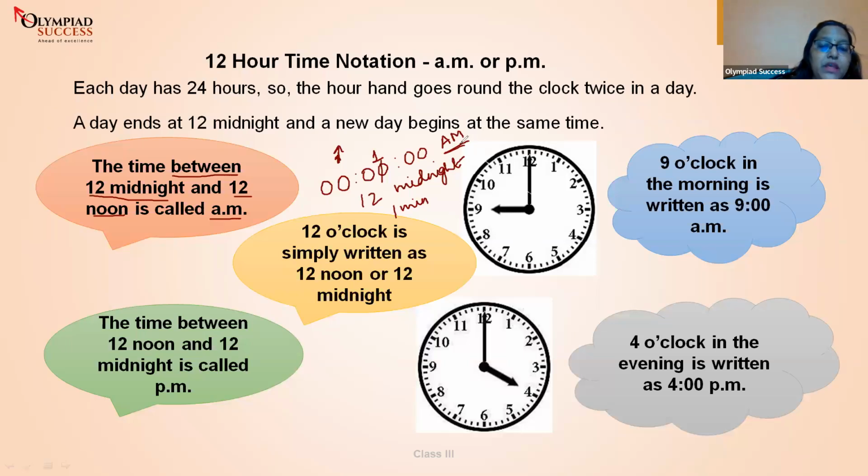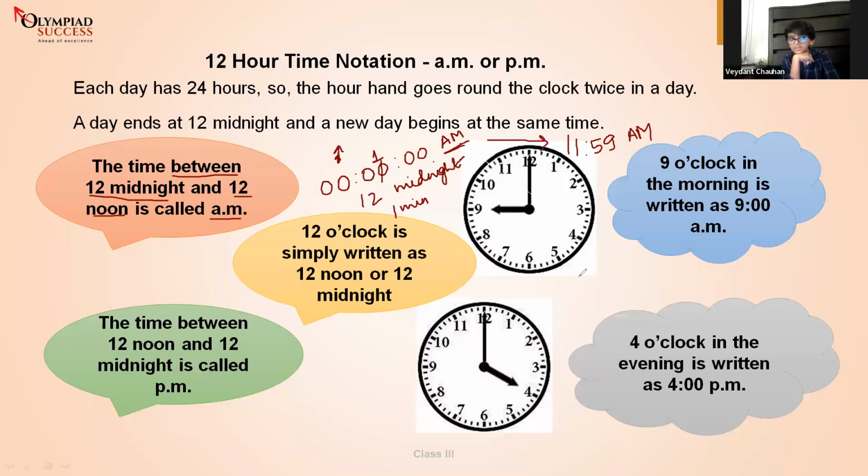This is AM, and from that time up to 11:59 AM. That means it's morning time, 11:59 AM, just before 12 noon. Up to here, we have this AM going on. And next, you get 12 noon. That is in the afternoon, you get 12 noon. And this is your PM time.